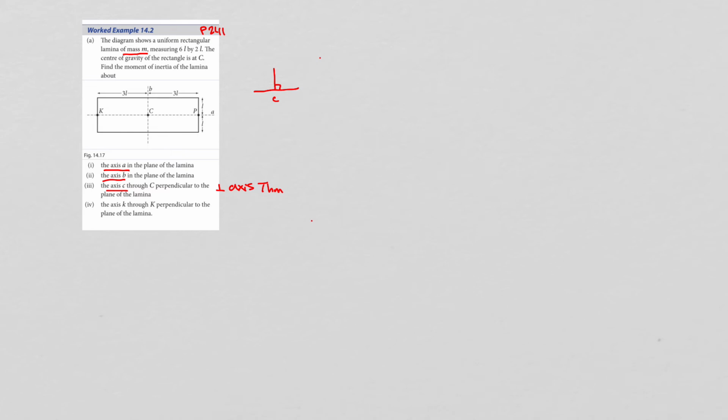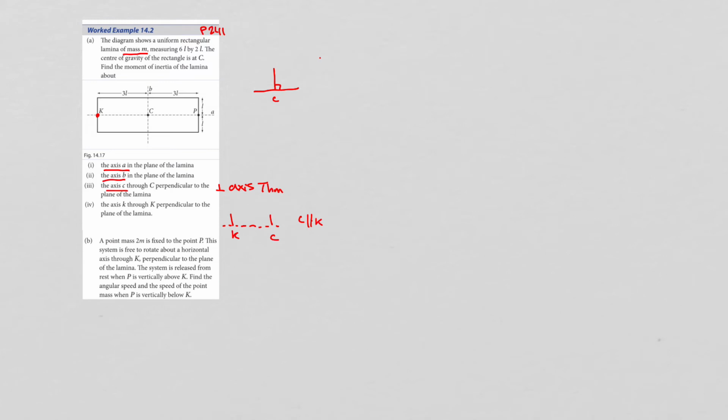And then we're going to be getting the moment of inertia through the axis at K. So again, if I was to place my pencil at K and I was to place my pencil at C, then what we would see is that C is parallel to K. So we're going to use our parallel axis theorem for part 4.